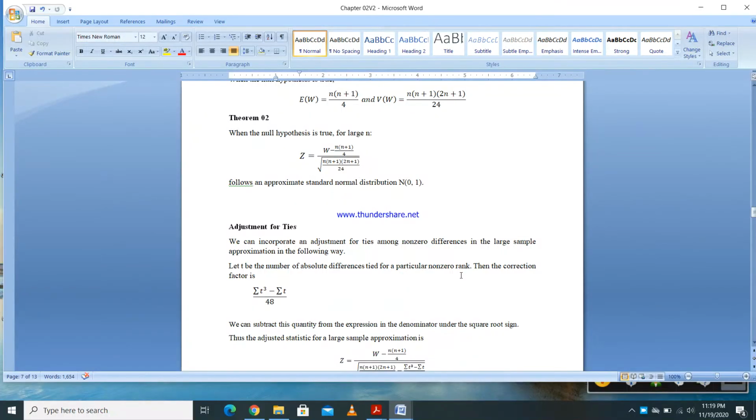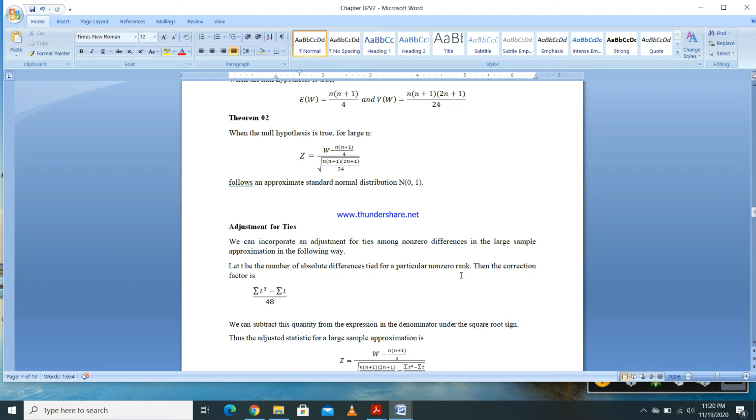Hello everyone. I hope you have gone through our previous recordings and by now you know how to conduct the Sign test and the Wilcoxon test. We were talking about the Wilcoxon test, how you conduct that when you have one sample. There I discussed how to conduct this test, and also we discussed what the large sample approximation is.